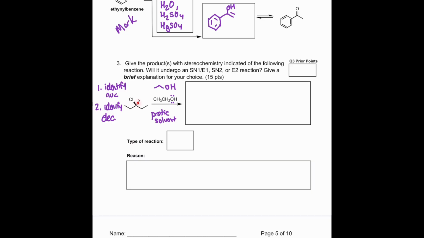So we know we have a protic solvent, and then we also know that we have a tertiary leaving group. So we have 1, 2, 3 groups attached to our leaving group. So that means that it's going to be a tertiary. So we have a tertiary group, and then we have a protic solvent.